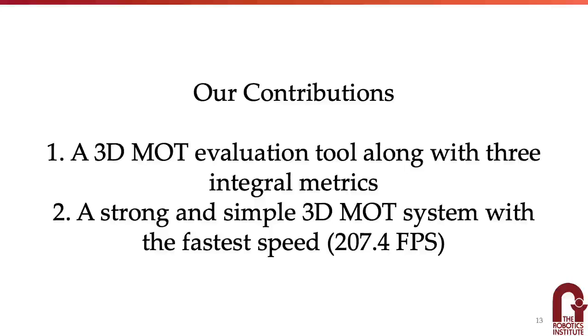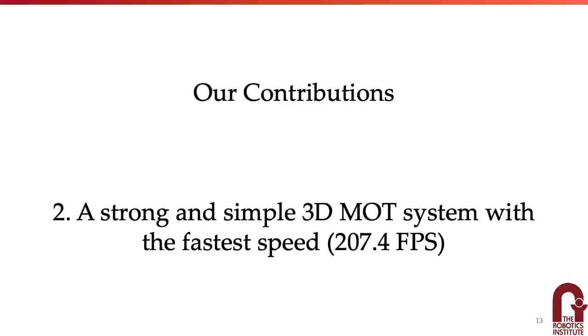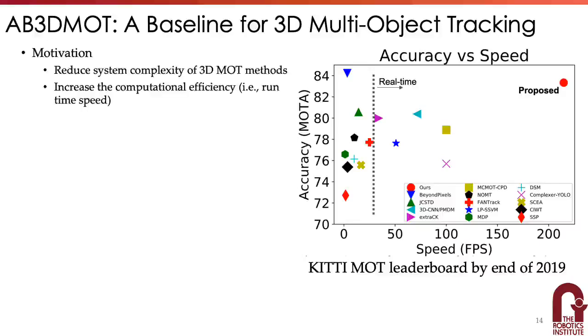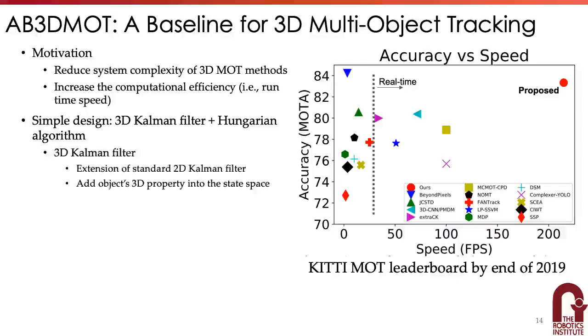Okay, so far we have an improved evaluation tool for 3D multi-object tracking. Let's now talk about our proposed 3D MOT system. To deal with the limitation, we proposed a baseline system for 3D MOT. Our motivation is to reduce the system complexity and increase the runtime speed. This leads to the simple design of our system, which is a combination of the 3D Kalman filter and Hungarian algorithm. Our 3D Kalman filter is a simple extension to the standard 2D Kalman filter widely used in 2D MOT.